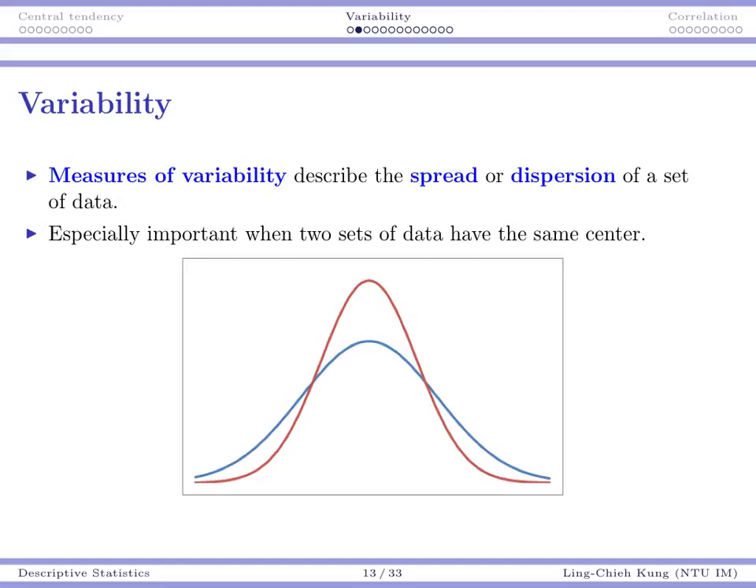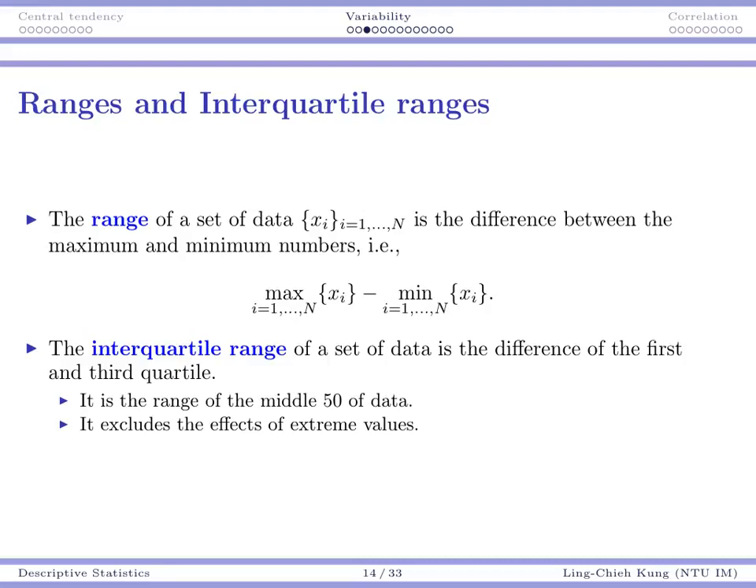So with the three measurements of central tendency, we cannot differentiate these two distributions. But obviously they are different because the blue one is more dispersed. So that means we probably need some measurements, some numbers that can help us summarize dispersion. Okay, so that's the topic in these two videos. First, we have ranges and interquartile ranges.